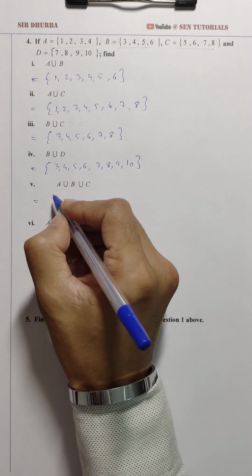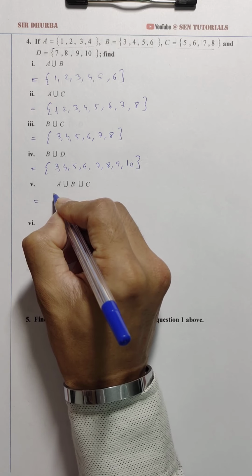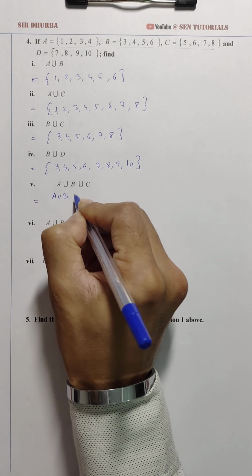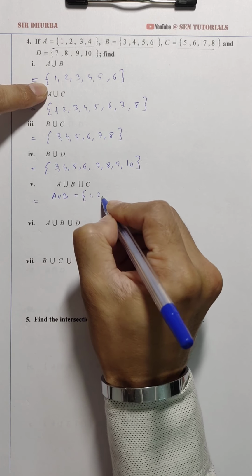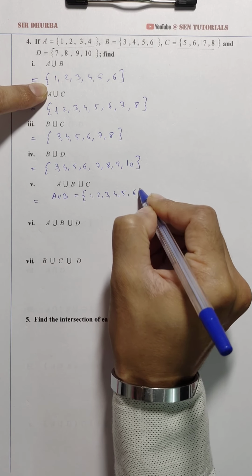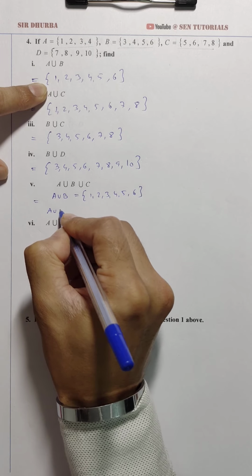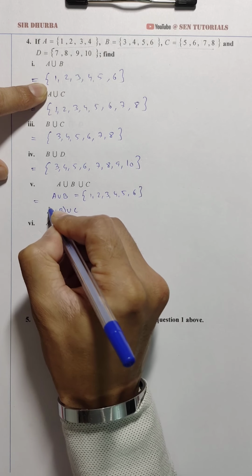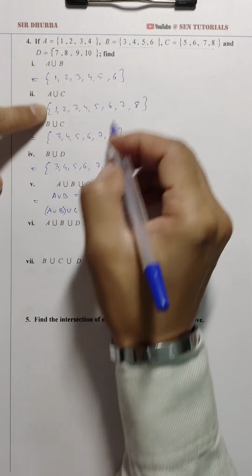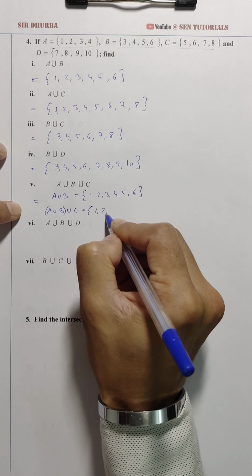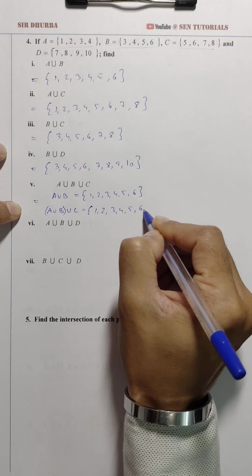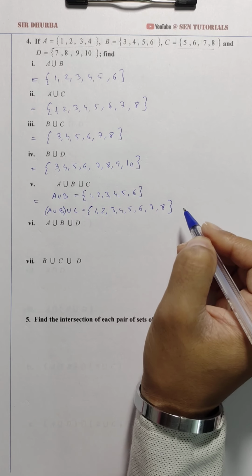So you can proceed stepwise also. What is A union B? A union B we have already calculated, that is 1, 2, 3, 4, 5 and 6. So if you combine A union B, this is a set, with C, 5, 6, 7, 8. So that's going to be 1, 2, 3, 4, 5, 6, 7 and 8.